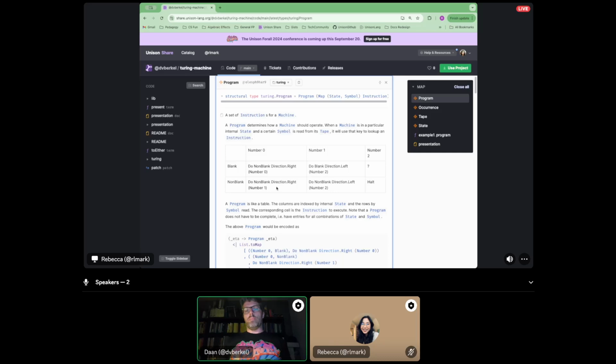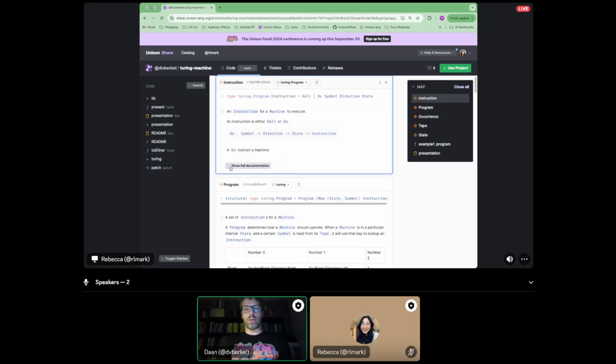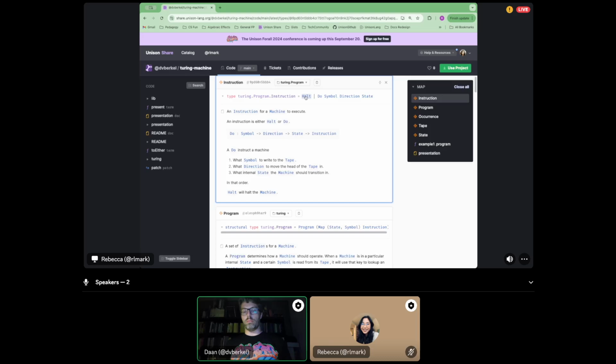So a program is basically a set of instructions for a machine, and what a machine has is the tape and a state, and that forms a key into basically a map that allows an instruction to be run. So if you follow the instruction term in the definition, an instruction is either halt, which will halt the execution of the Turing machine, or do something. And what is done is you write a symbol to the tape, you move the tape in a certain direction, and you transition to a new state. And that's what an instruction is.